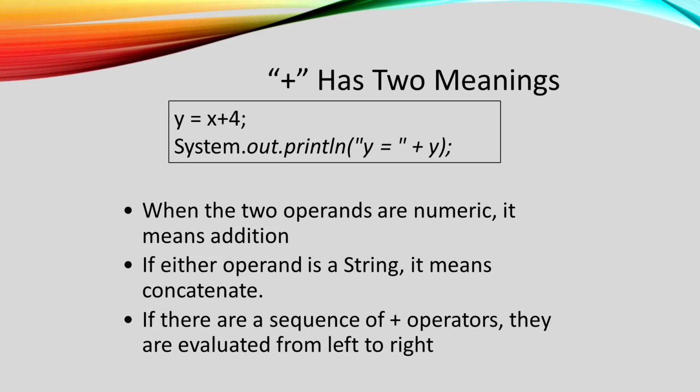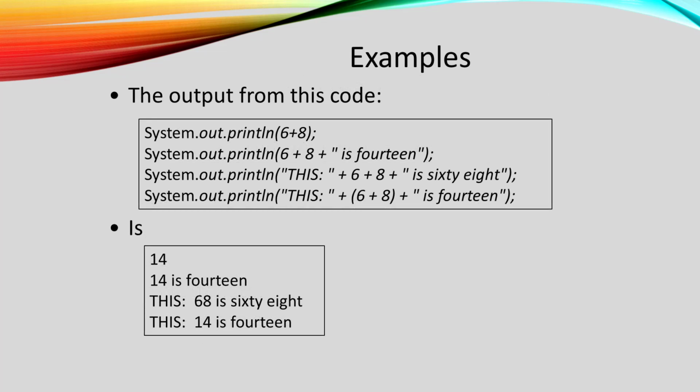Great question, Zumi. To know which operation to use, we look at the operands on either side of the plus sign. If they are numbers, so we know how to add them, then the machine does addition. If either operand is something other than a number, then the machine does concatenation. If there are a sequence of plus operators, we always evaluate them from left to right. Let's look at some examples.